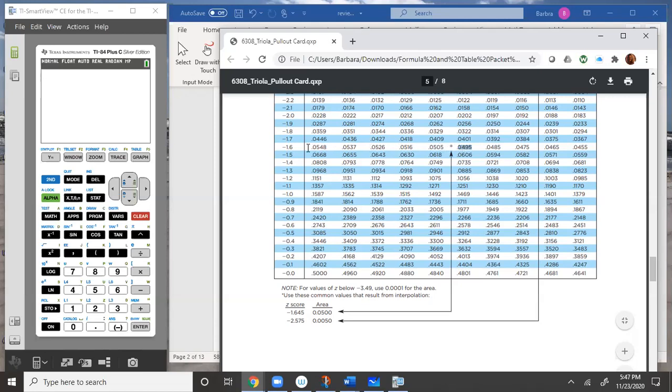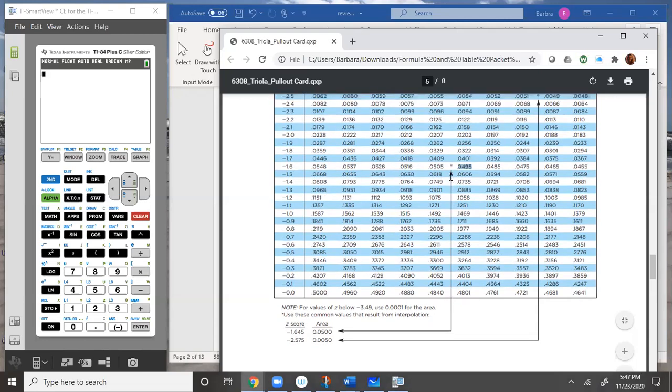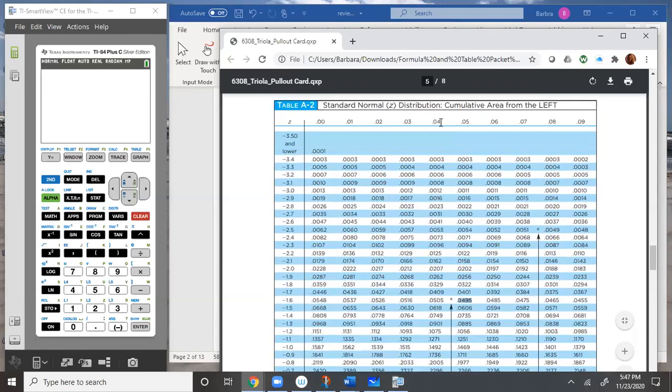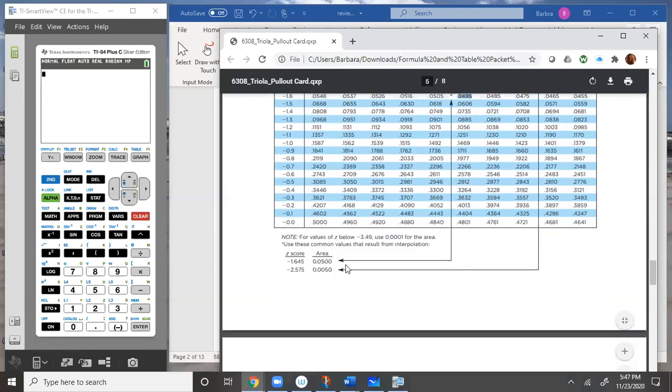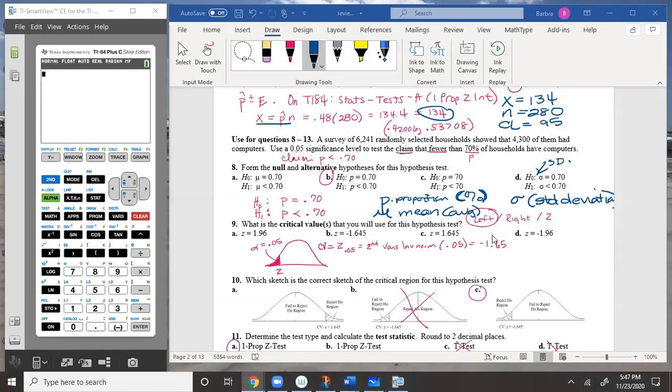So we go over to the left, it's 1.6, and then up here, it's between the hundreds place of 0.04 and 0.05. So 1.645 would be the Z score. And it gives it to you because it's common. Okay, so that's how we look it up in the table. All right, remember it's negative 1.65.